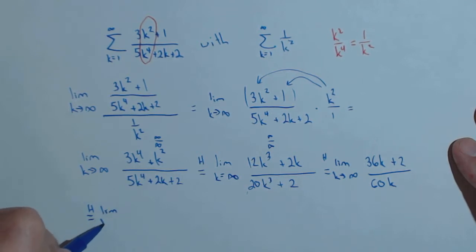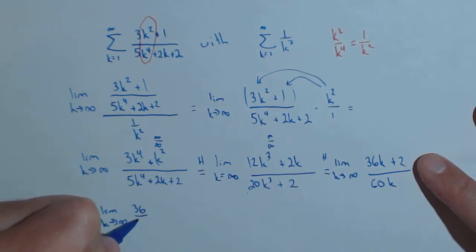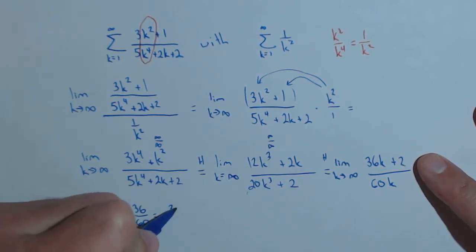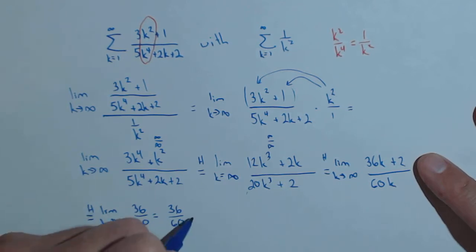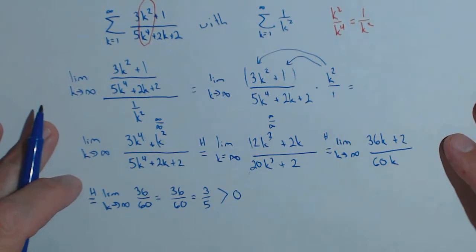So we got the limit as k goes to infinity. One more round of L'Hopital's rule just ends up with 36 over 60. Both of these are divisible by 12, and we get 3/5. That is a non-zero finite number.